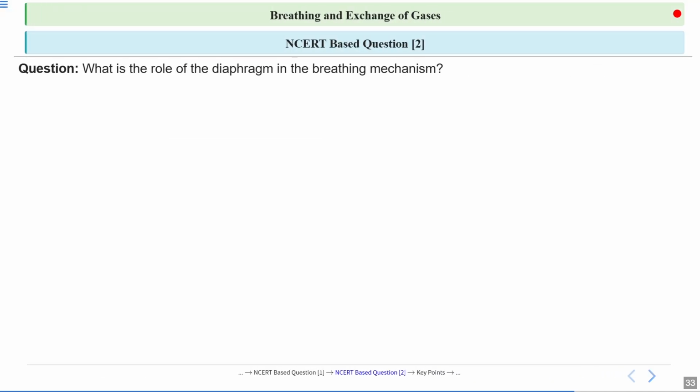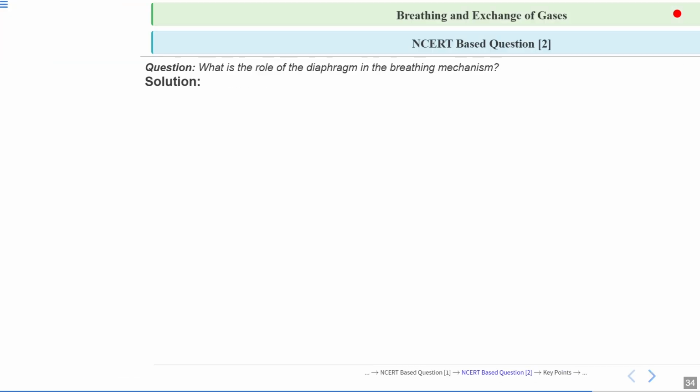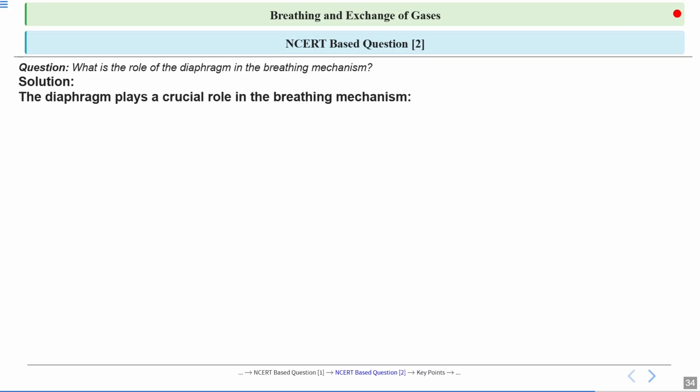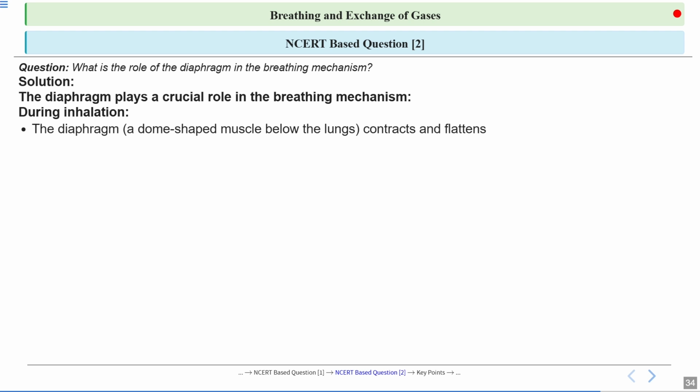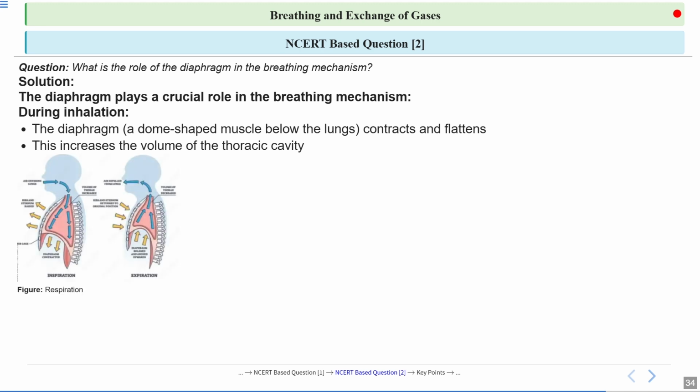The next question: what is the role of diaphragm in the breathing mechanism? Okay, they're asking about the role of diaphragm. So what will be the answer here? The diaphragm plays a crucial role in the breathing mechanism. What is this role? During inhalation, what happens? The diaphragm, which is a dome-shaped muscle below the lungs, will contract and flatten. So this increases the volume of the thoracic cavity, or chest cavity. And because the volume increases, the intrapulmonary pressure will decrease and the air will enter.